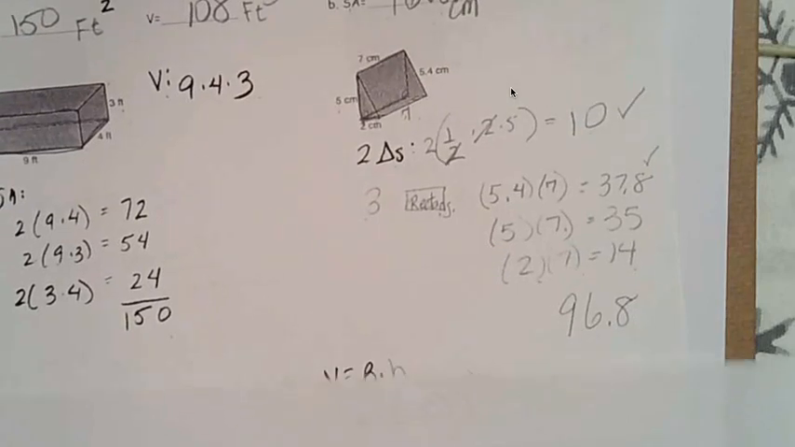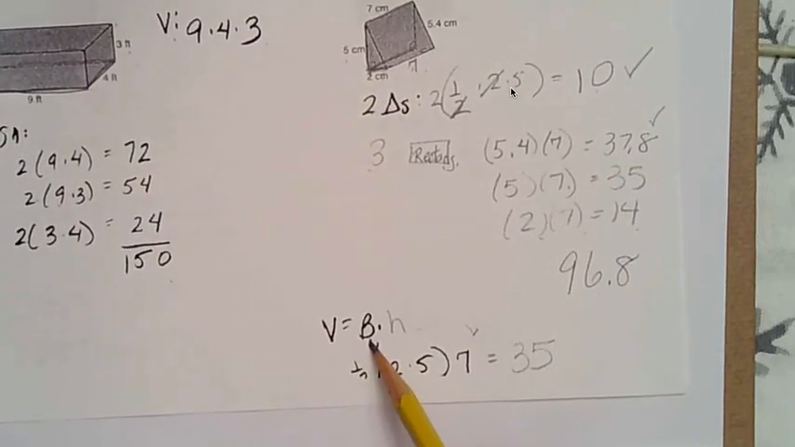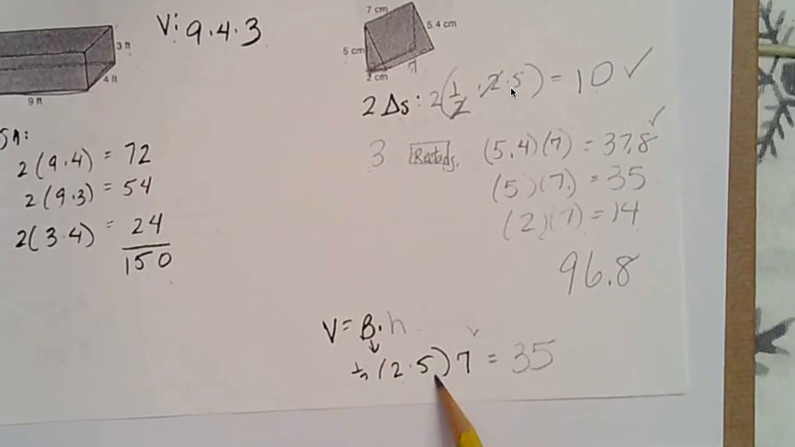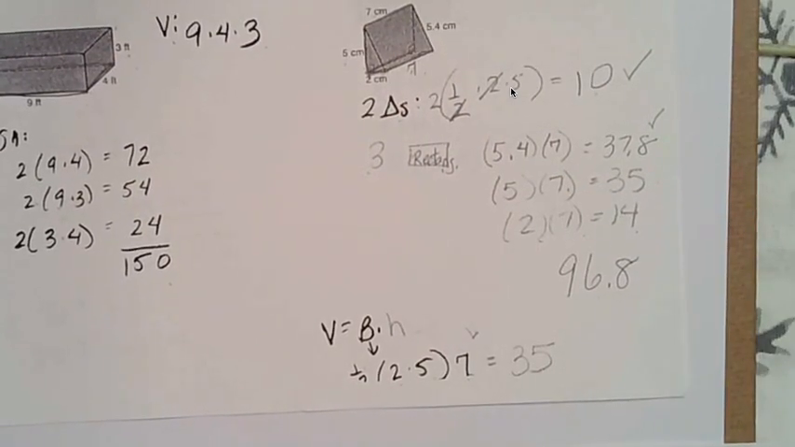And then your volume is equal to area of your base. And remember, base is a triangle, so that's 1/2 base times height, times your height for the whole entire figure, fill down, and that's 7. So there's your 35. So 35 centimeters cubed.